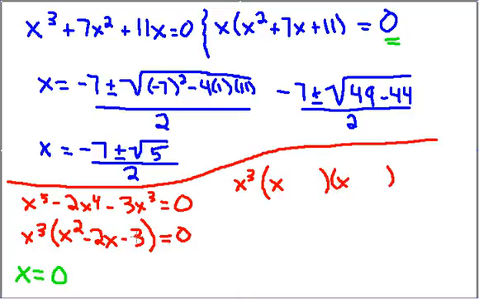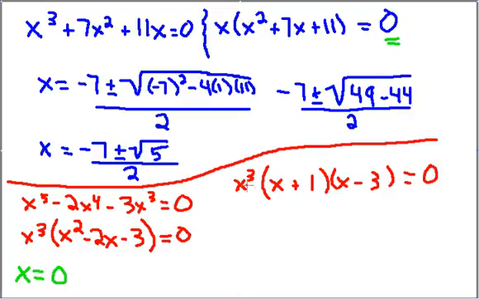Then we need factors of 3. Well, we can only do 1 and 3. Those are the only two factors of 3 because it's prime. But we're after a minus 2x. That tells us that our 3 is negative and our 1 is positive. And remember, that needs to all equal 0.